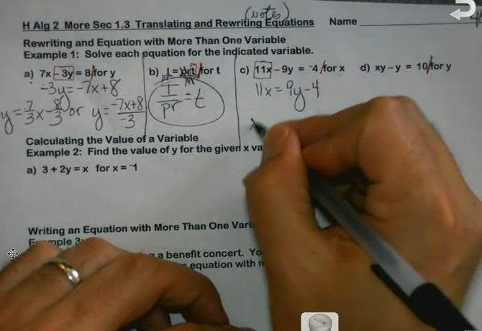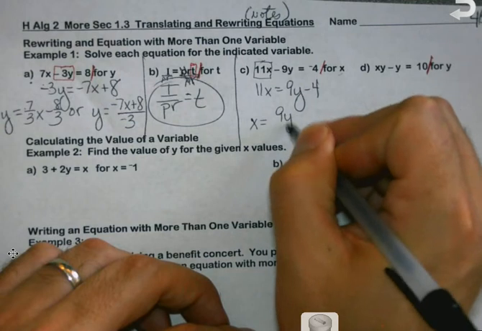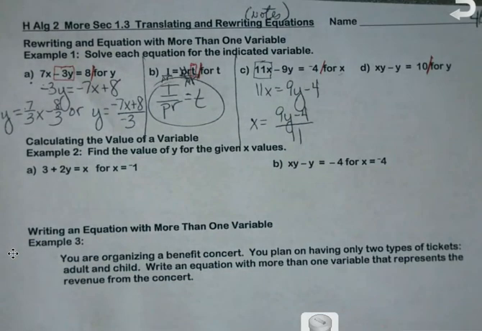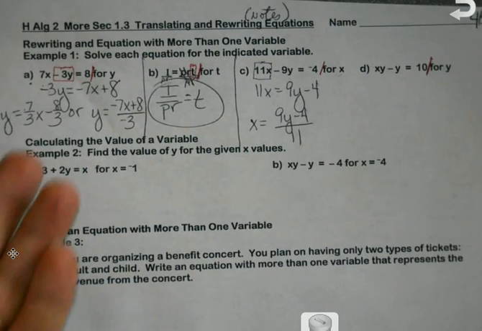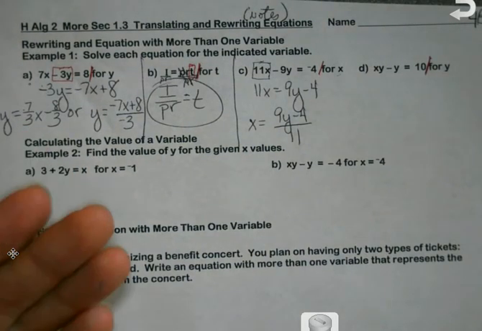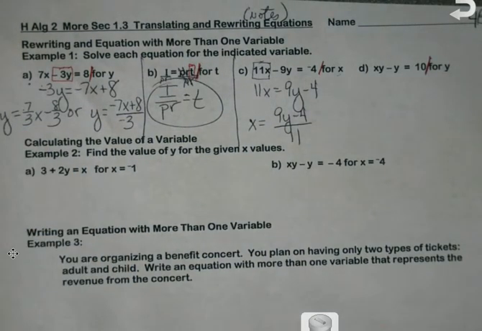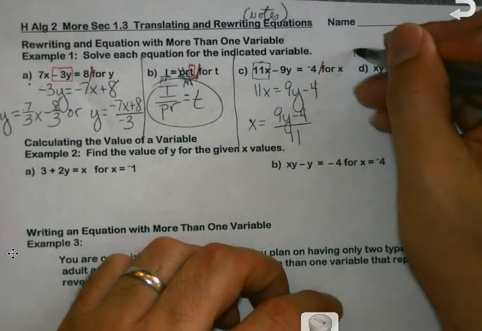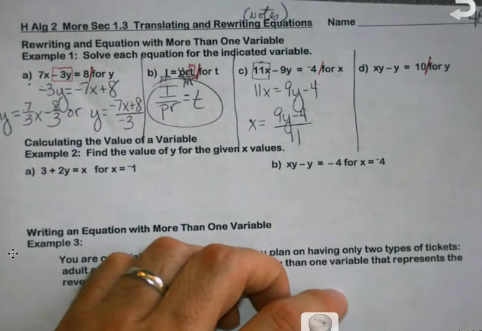When I divide by the 11, if I just choose to divide my whole fraction by 11, I can. If you want it more into this form, and you write 9/11ths y minus 4/11ths, that's fine. They're both correct. So again, don't sit there and run over it and go, I don't know which, because they're both right. Okay?